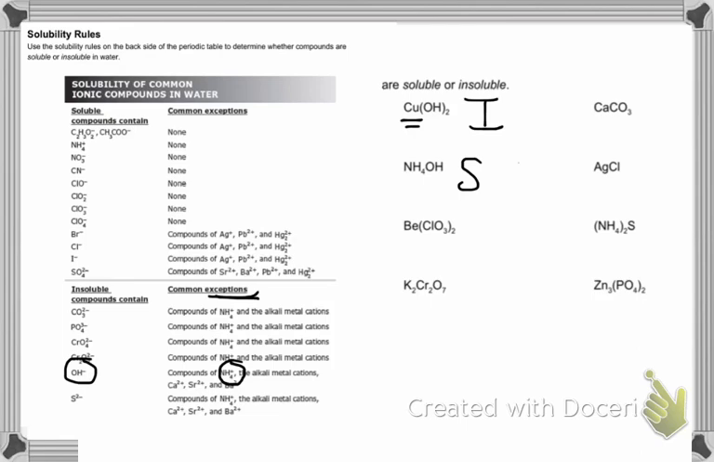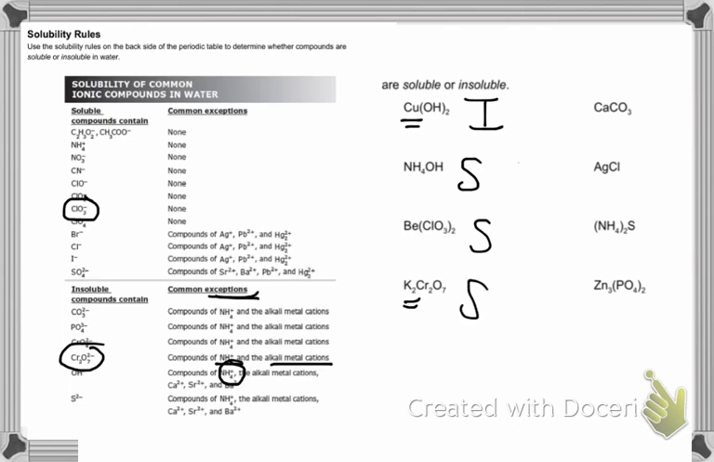Beryllium chlorate. Chlorate's right here, and it's always soluble. There are no exceptions, so that's going to be soluble. Potassium dichromate. Dichromate is right here. It's in the insoluble category, and the exceptions are if it's with ammonium and an alkali metal. Potassium is a group 1 alkali metal, so because potassium is an exception, that's going to be soluble.